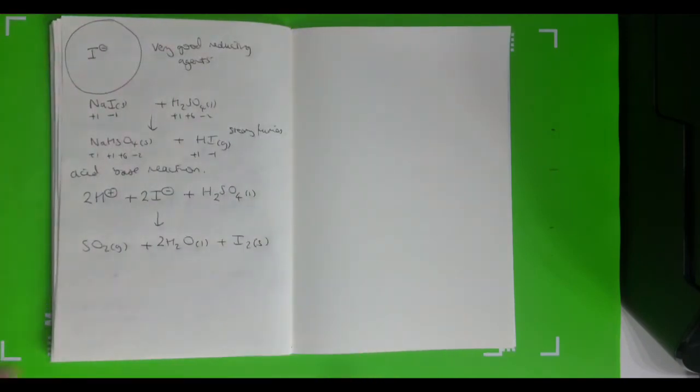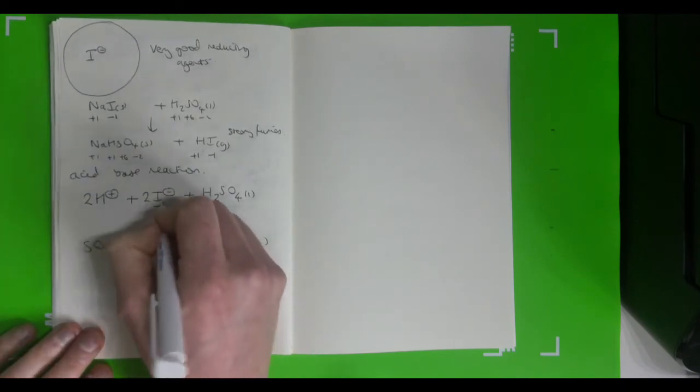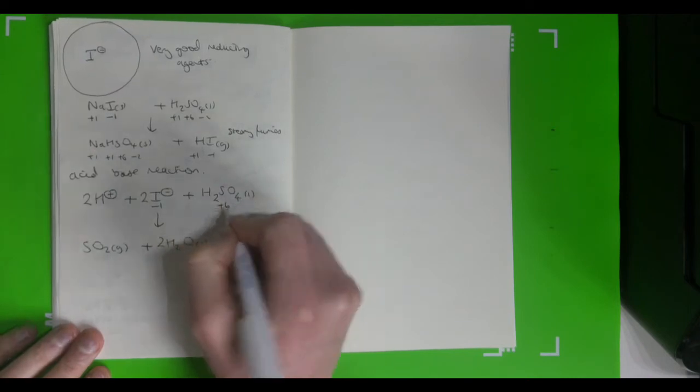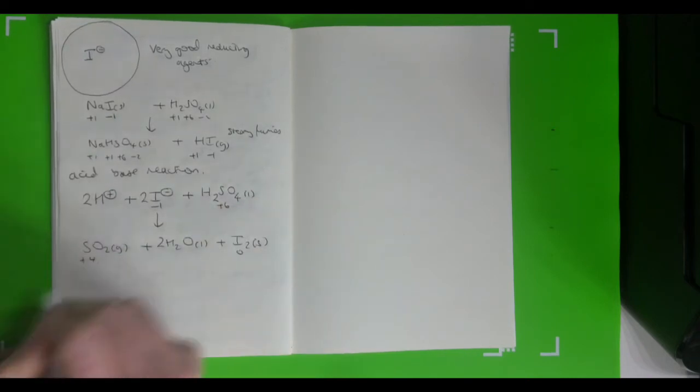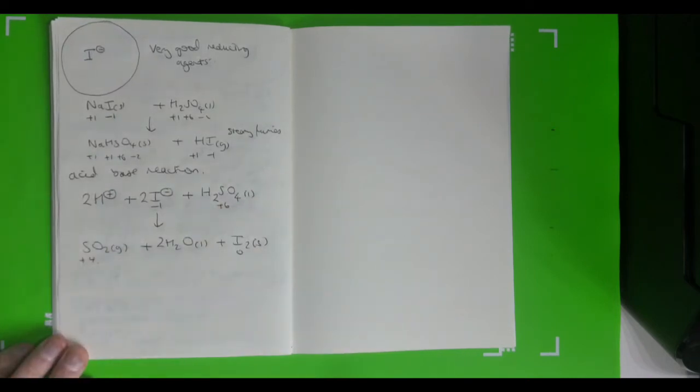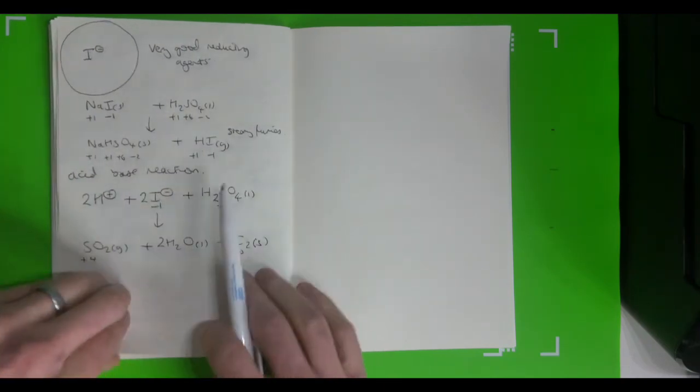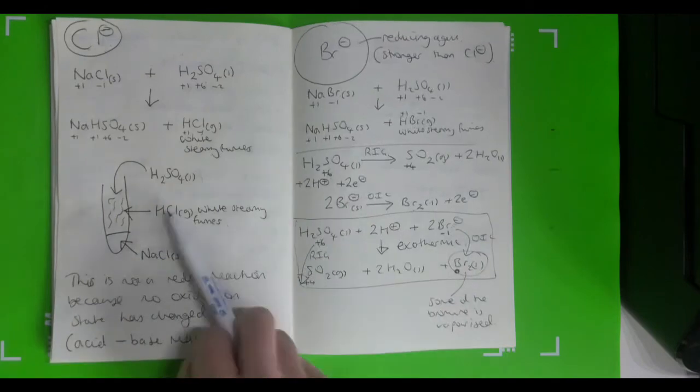Okay, we can work out the oxidation states of the main elements here. That's -1, that's 0. Sulfur here is +6, and sulfur there is +4. So again, we can see here that the iodide is acting as a reducing agent, just like it did with bromide, but not chloride.